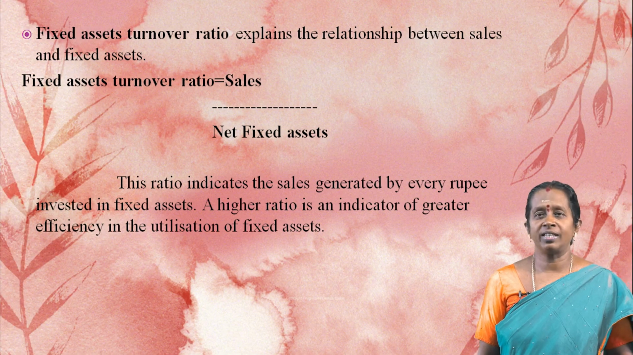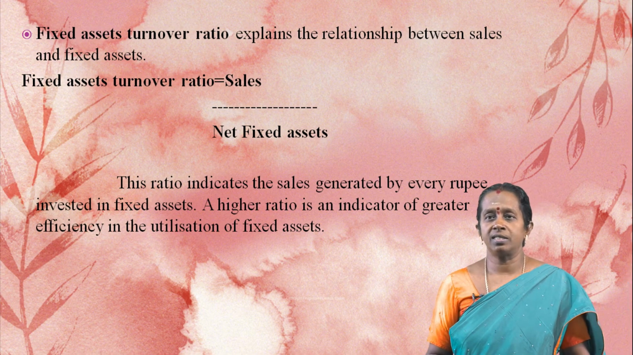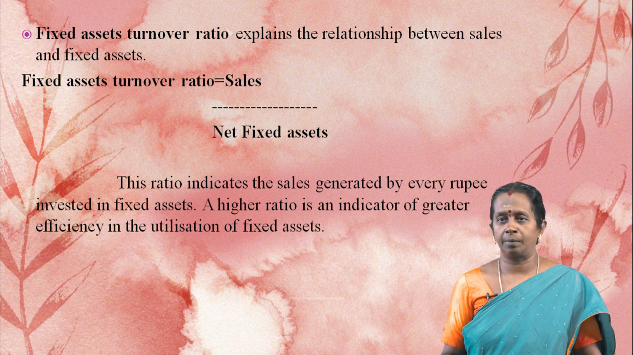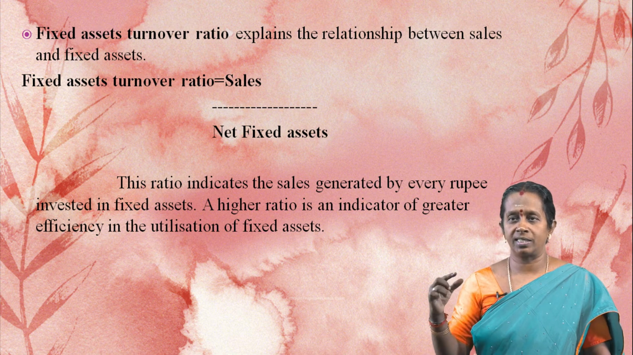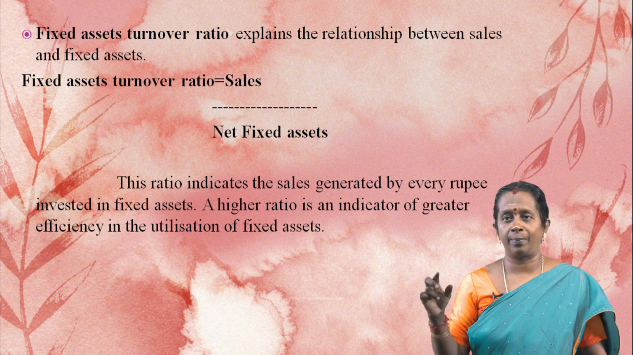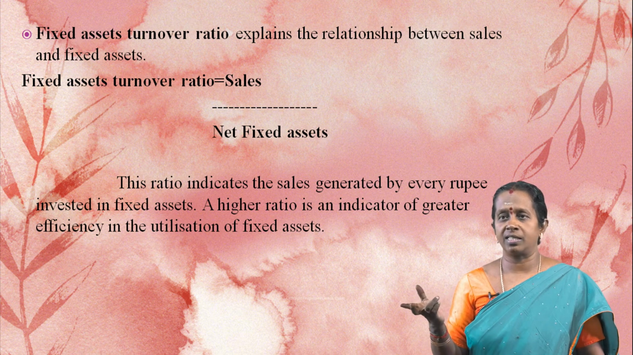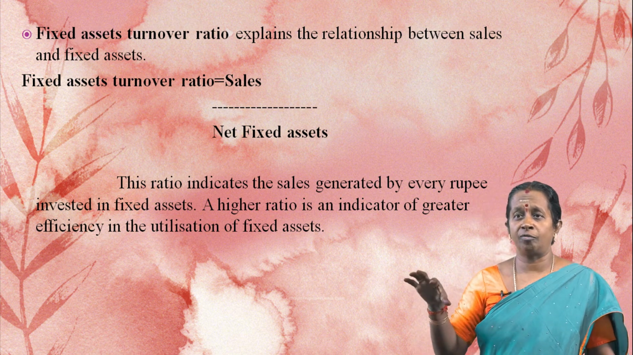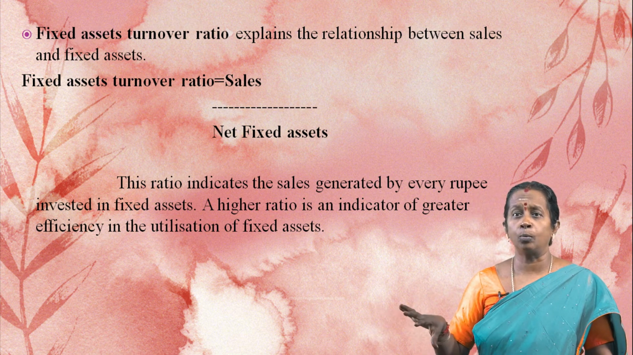Next one, fixed assets turnover ratio. Fixed assets turnover ratio explains the relationship between sales and fixed assets. That means the formula is sales towards net fixed assets, therefore sales divided by net fixed assets. Net fixed assets are nothing but land and building, plant and machinery, just like that. How it is fitted to the land, we are not supposed to move that asset.